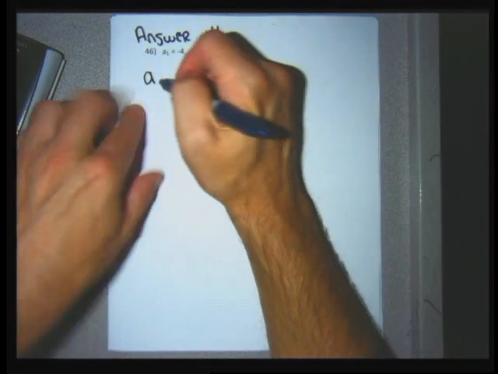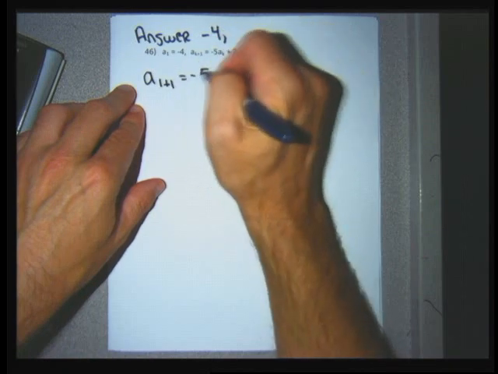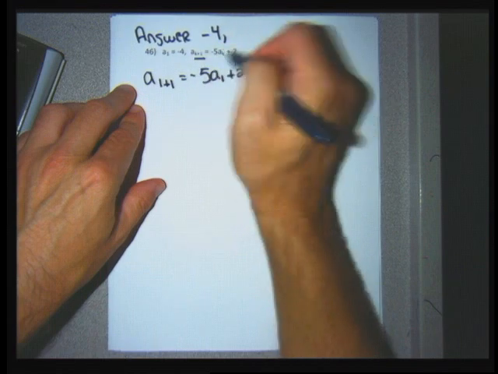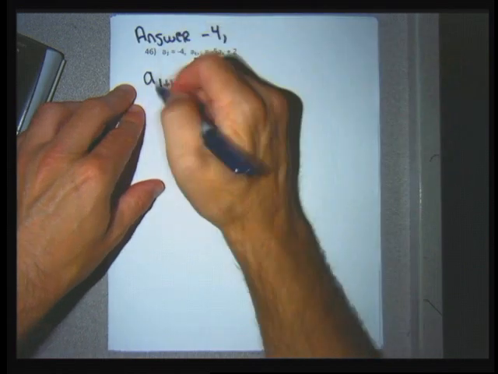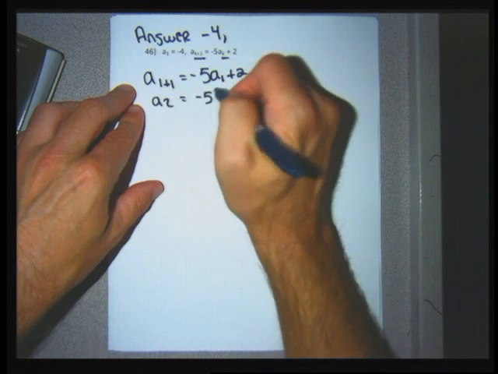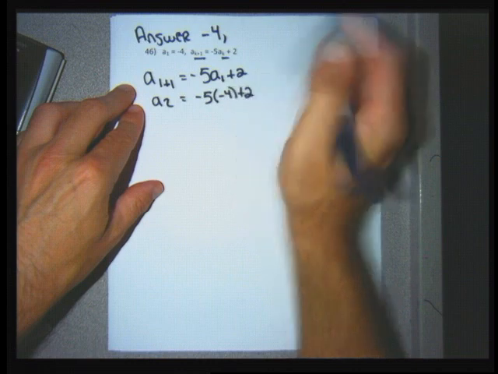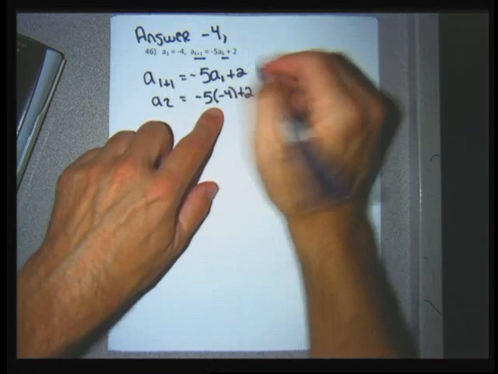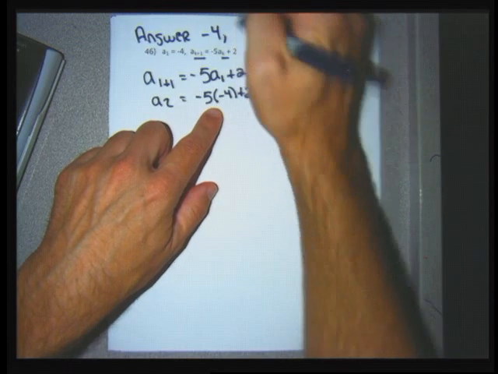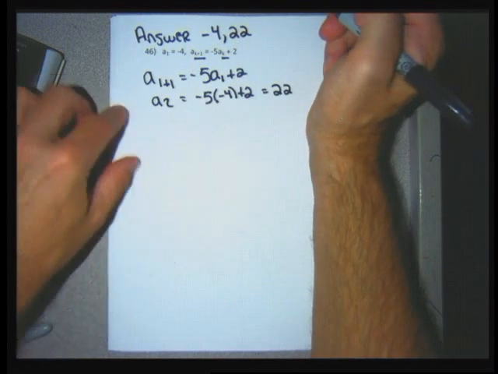I'm going to go a sub 1 plus 1 equals -5 times a sub 1 plus 2. That's just going to that k and plugging in 1s. This gives me a sub 2 equals -5 times a sub 1, which is -4, plus 2. This is -5 times -4, which is 20, plus 2, which is 22. So the second term in the sequence is going to be 22. That I was able to do in my head.